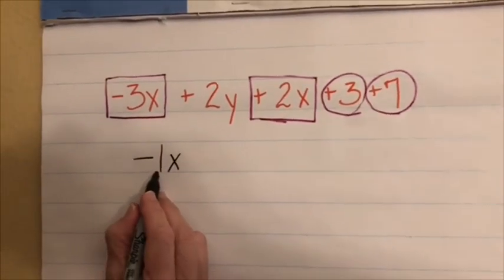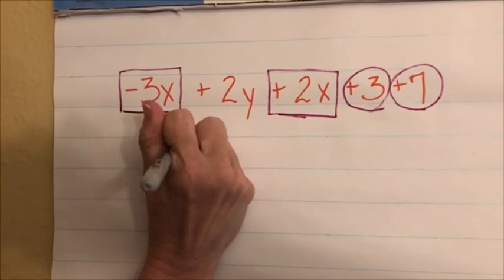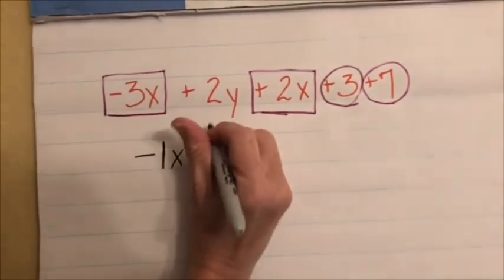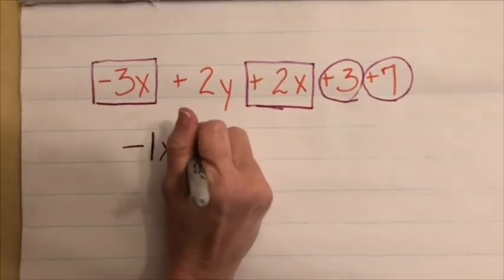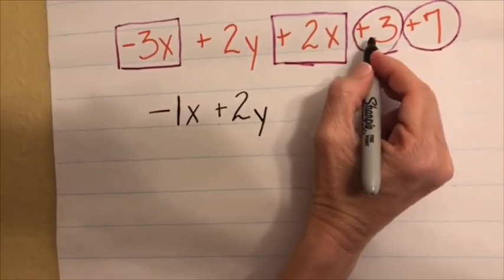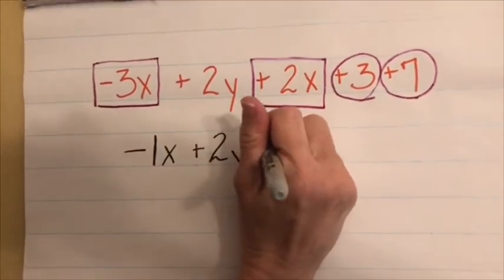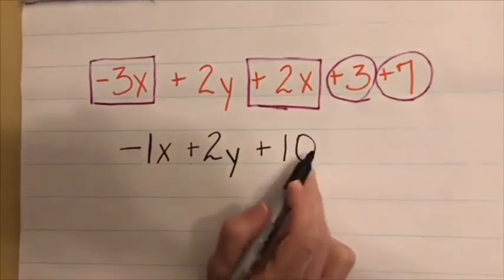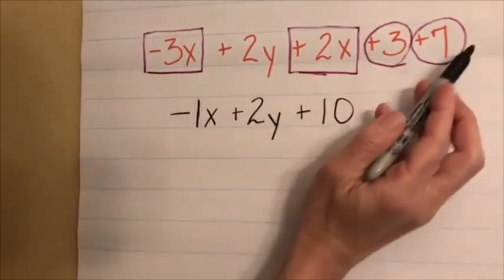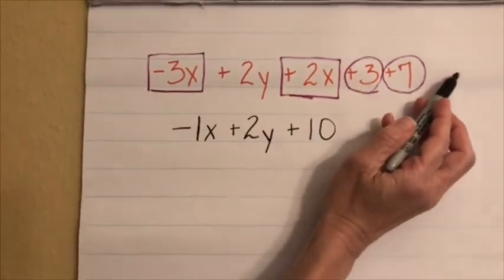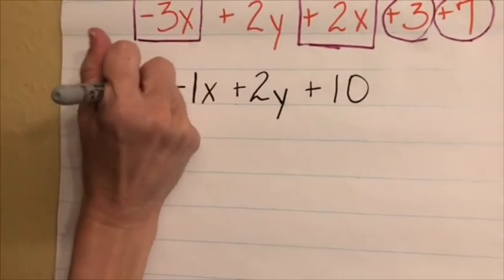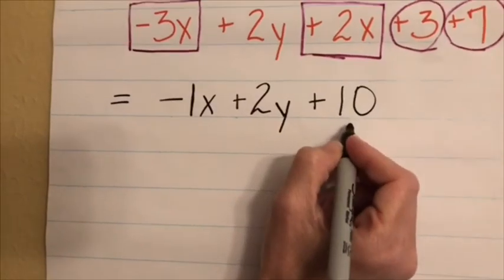Do we need that 1 there? Not really, but I'm putting it there just so that people understand that I do have negative 1x left. I can't combine 2y with anything, so I just write that down. And then I'm going to combine my constants. 3 plus 7 is 10. Okay? This is an expression. It's not an equation. I called it an equation earlier, but it's really an expression because there's no equals sign. We don't have it set equal to anything. But this expression equals this, and that's your final answer for that one.